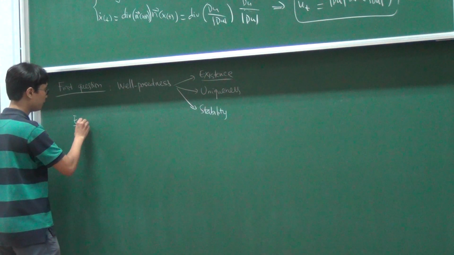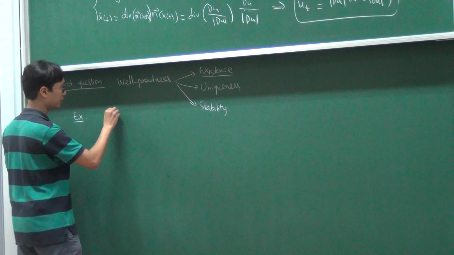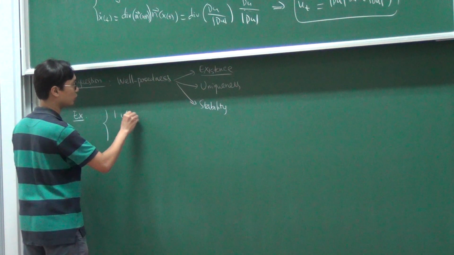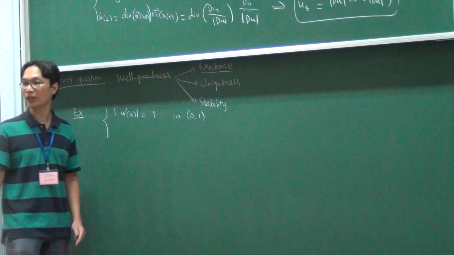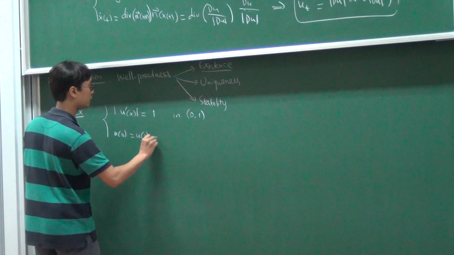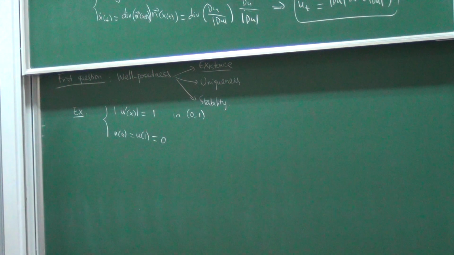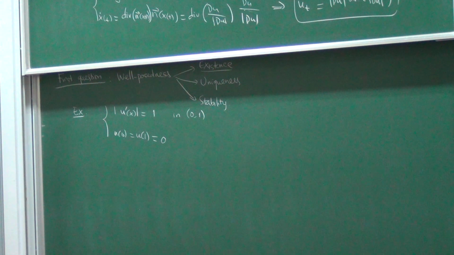A very simple example. This is the following. Consider a Hamilton-Jacobi equation of this form: the absolute value of u prime of x equals 1 on the interval (0, 1), and I have u(0) equals u(1) equals 0. So the length of the derivative is 1, and then I have the zero boundary condition. Can you tell me what solution you have in mind?